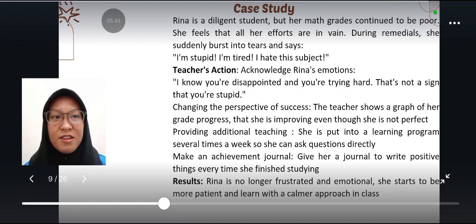Provide additional teaching. She is put into a learning program several times a week so she can ask questions directly. Make an achievement journal: give her a journal to write positive things every time she finishes studying. Result: Rina is no longer frustrated and emotional. She starts to be more patient and learns with a calmer approach in class.